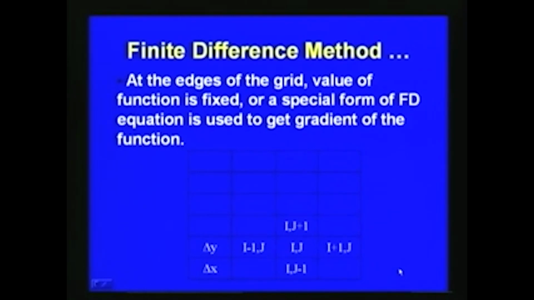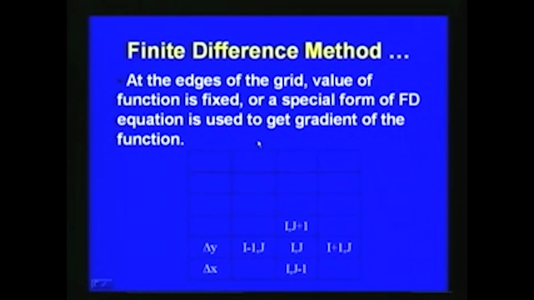If there is any specific case at the edges of the grid, the value of the function is fixed, or a special form of finite difference equation can be used to get the gradient of the function. Depending upon the problem, what we discussed here is only the basic fundamentals of how the finite difference method works. There are a large number of variants of finite difference available in the literature.